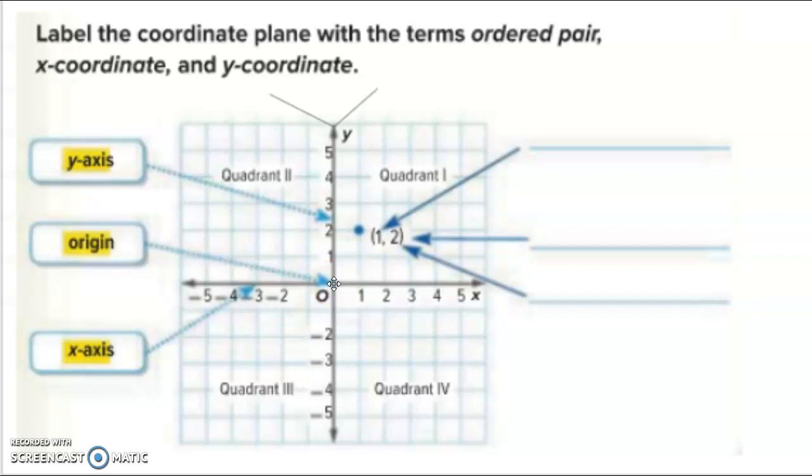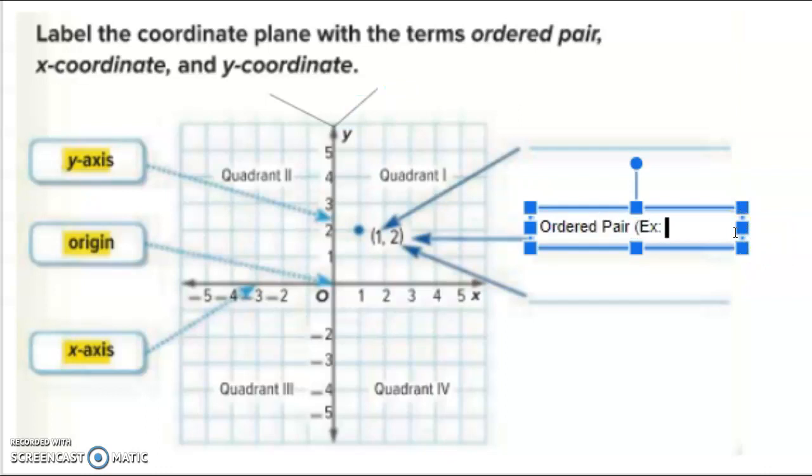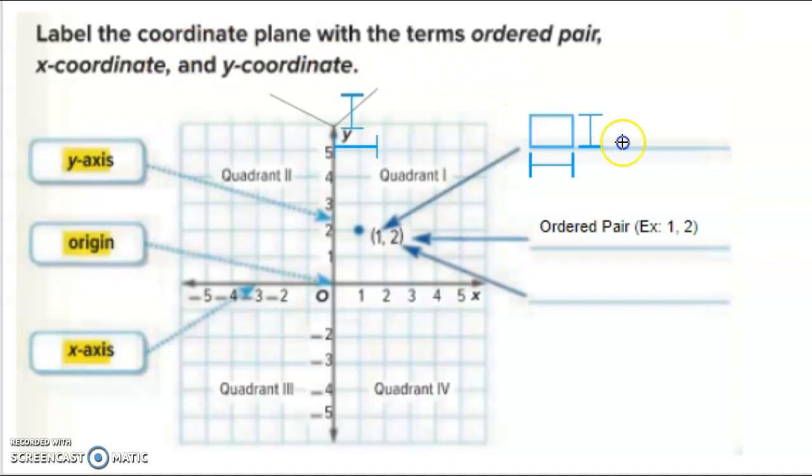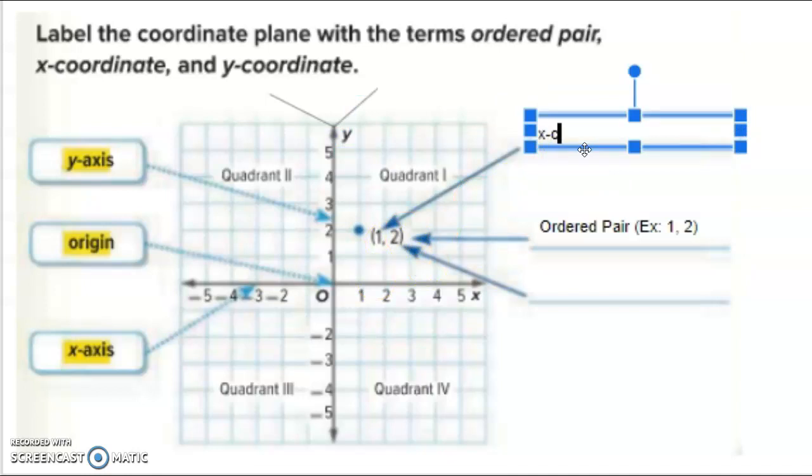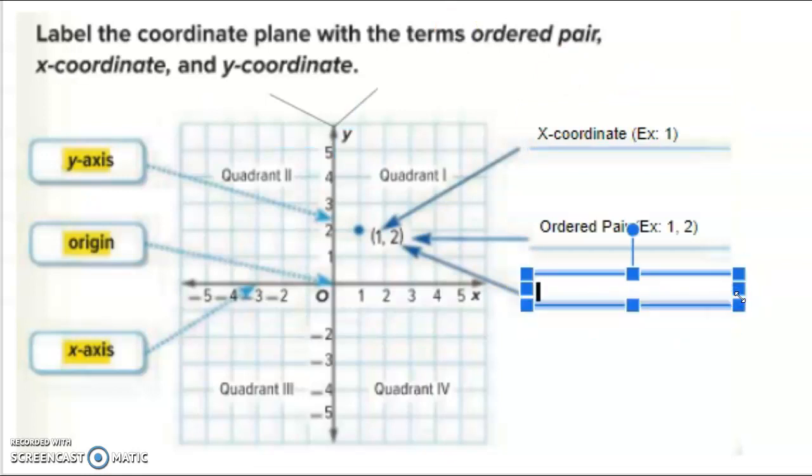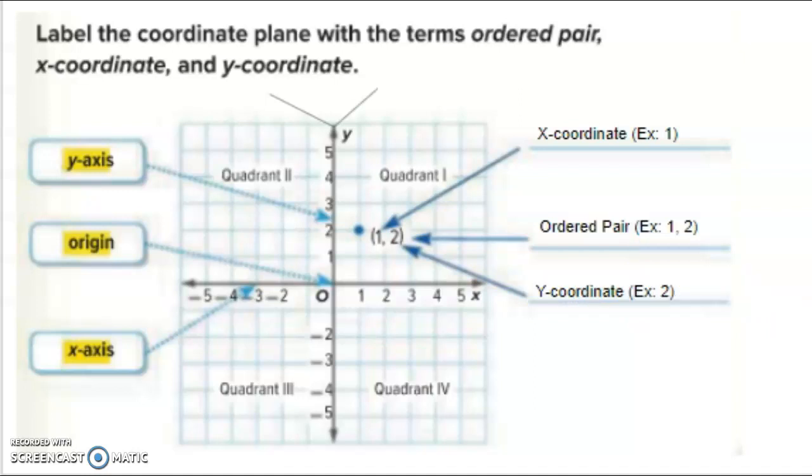And it says that they want you to label the coordinate plane with the terms ordered pair, x coordinate, and y coordinate. So let's do that quick. So our ordered pair is the entire parenthesis number right here. This is our ordered pair. And for example, we have (1, 2), just like what is on your book. Second one is your x coordinate. Your x coordinate is your first number. So for this one, it is the 1. This is our x coordinate. And then for our y coordinate, it is the second one. And for this problem, it's a 2. So just think of how the alphabet goes, X, Y, for our coordinates.